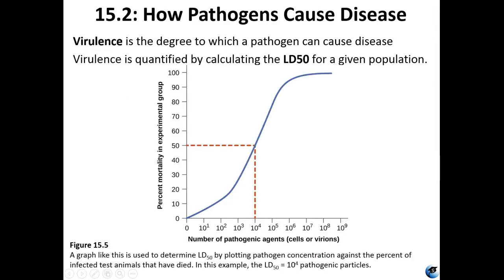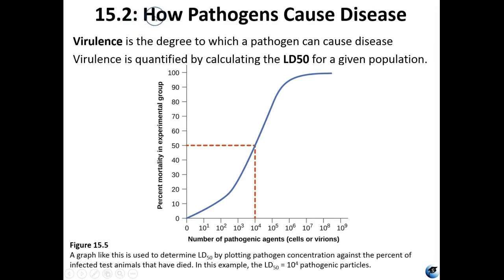Now, virulence, this is the degree to which a pathogen can cause disease. And you can quantify it mathematically. You can measure it by calculating what is called the LD50. So figure 15.5 shows percent mortality in an experimental group, so how many people are dying, versus the number of pathogenic agents, how many microbial cells or virions, how much virus is present. This is plotting the LD50, which is, in this case, 10 to the 4th pathogenic particles. So this is the point where 50% of the infected individuals are dying.